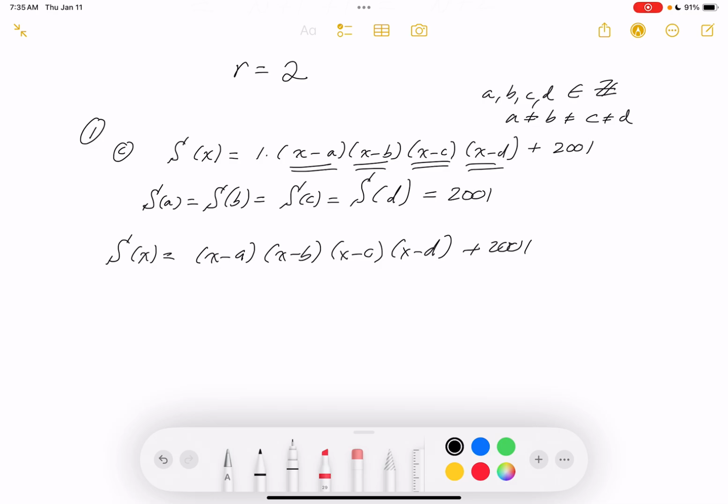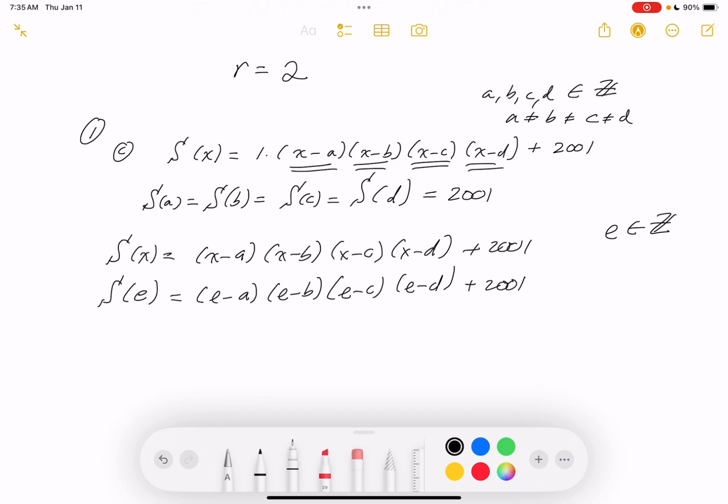Let me keep reading it. Show there's no integer e such that S of e equals 2018. So I've got to write this down now. There's going to be some integer e. e again is some integer. I have no idea what the integer is, by the way. But what would this look like? It would look like (e minus a)(e minus b)(e minus c)(e minus d). Let me repeat this: e, a, b, c, and d are integers. So this multiplies out to be an integer, and then I get plus 2001.